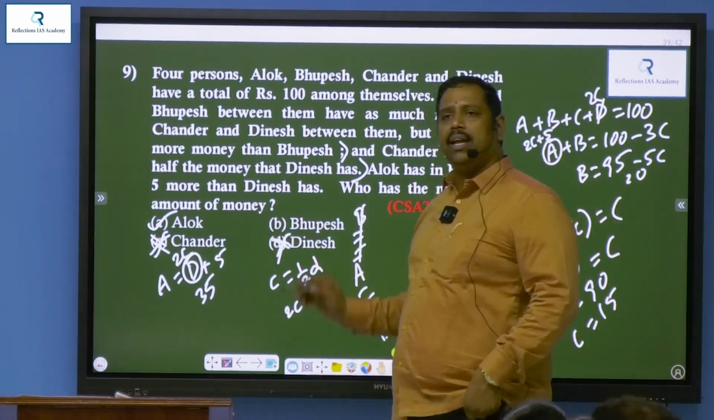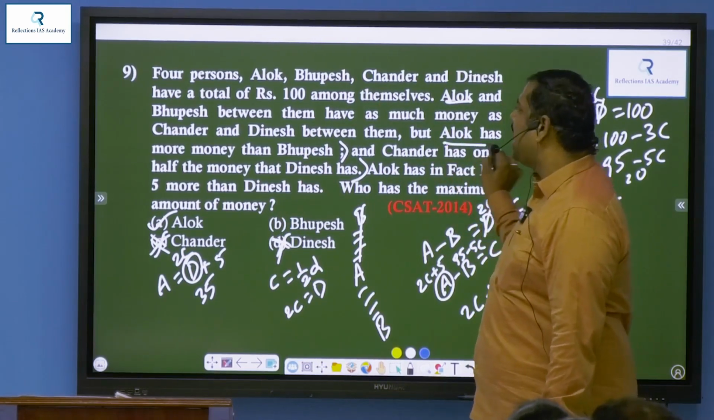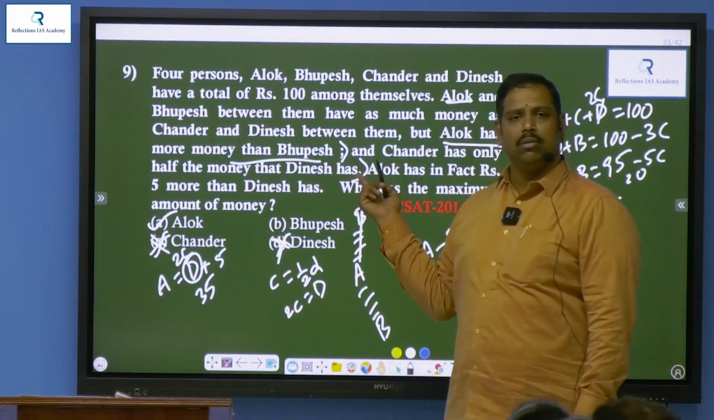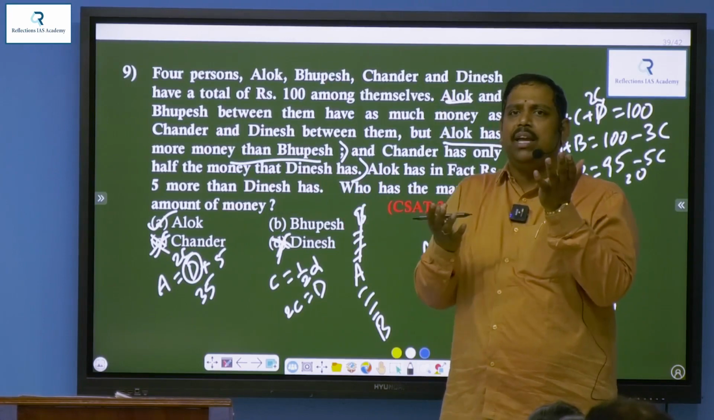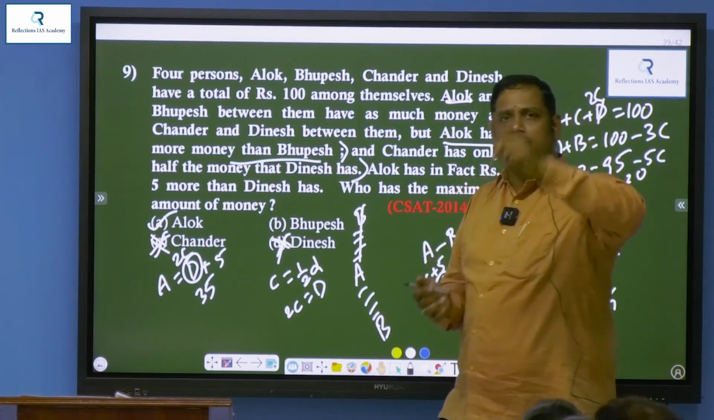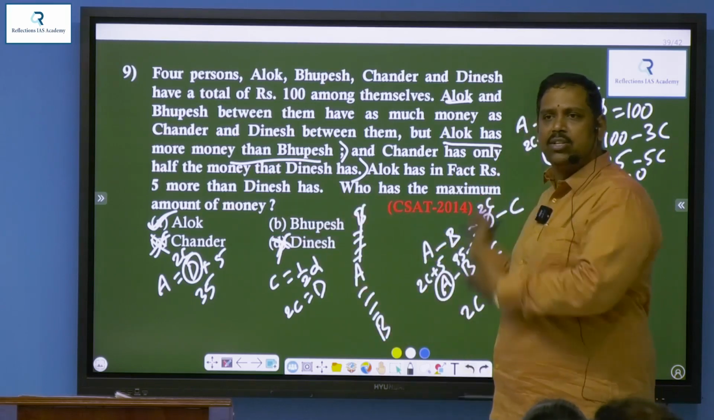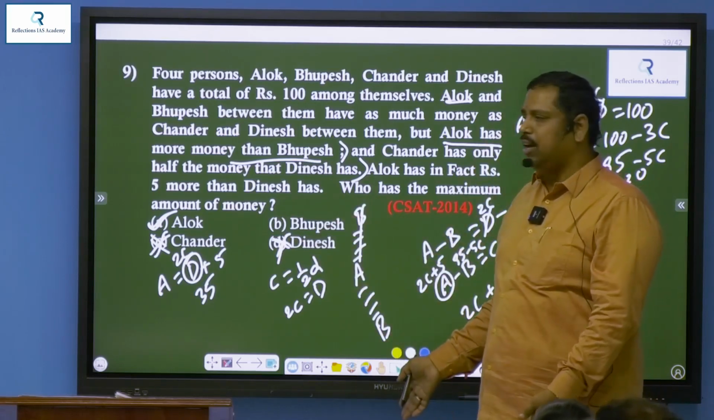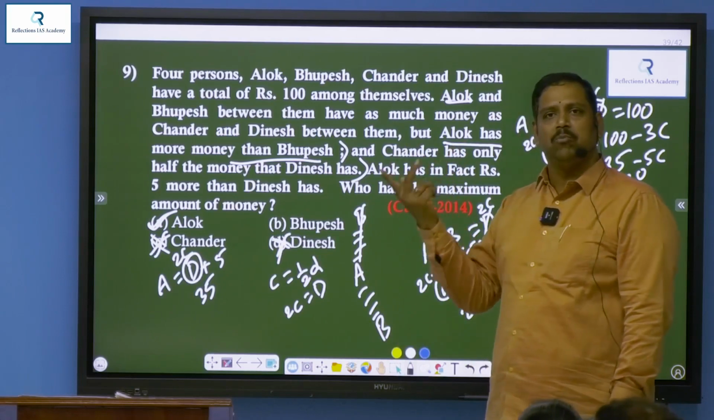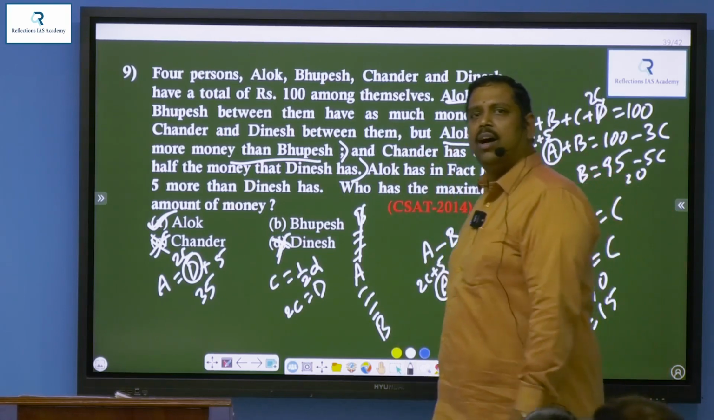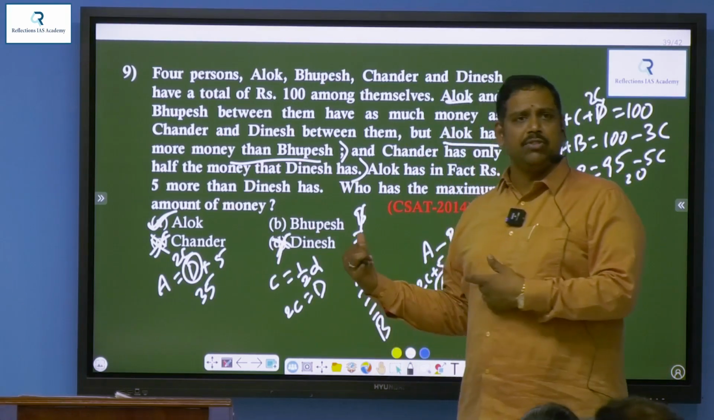Coming to A and B, here he said that Alok has more money than Bhupesh. Means A and B, who has the highest? Nice point. I forgot this point actually. That's why I did all these ridiculous calculations. Otherwise it would be a much easier question. Shall we go to the last question?